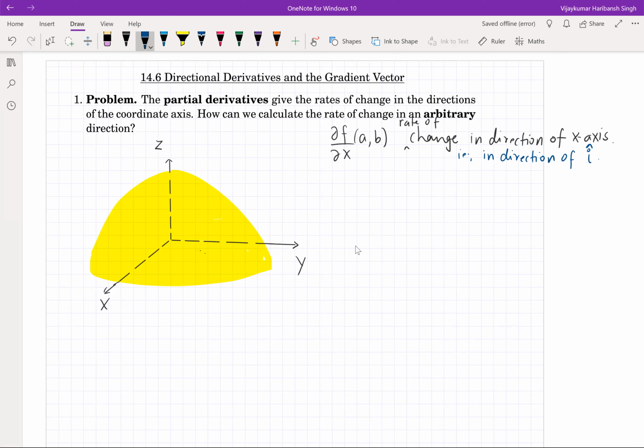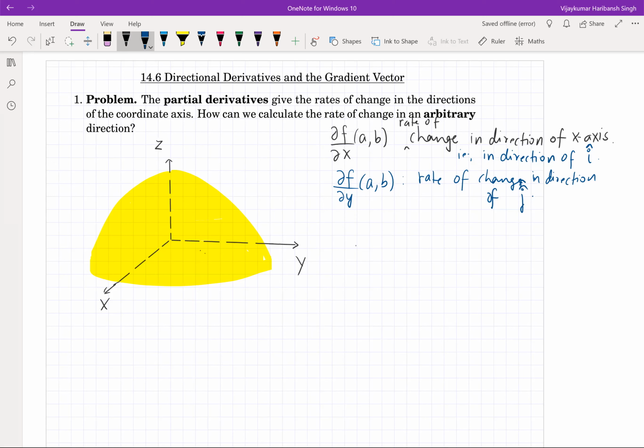Similarly, you had the partial derivative of f with respect to y at (a, b) was the rate of change in the direction of the y-axis, or in the direction of the unit vector j. Now, there's no reason why we cannot compute the rate of change in an arbitrary direction. So for that, the concept of directional derivative comes into the picture.